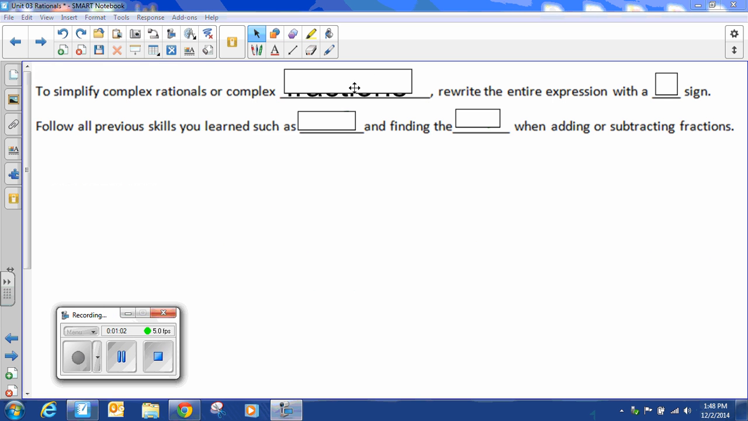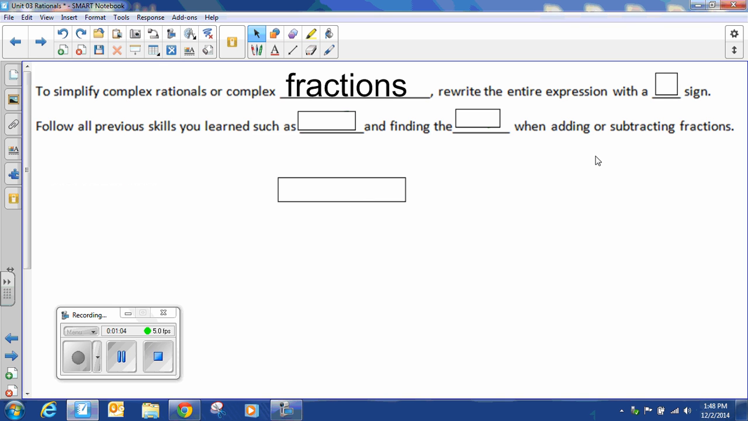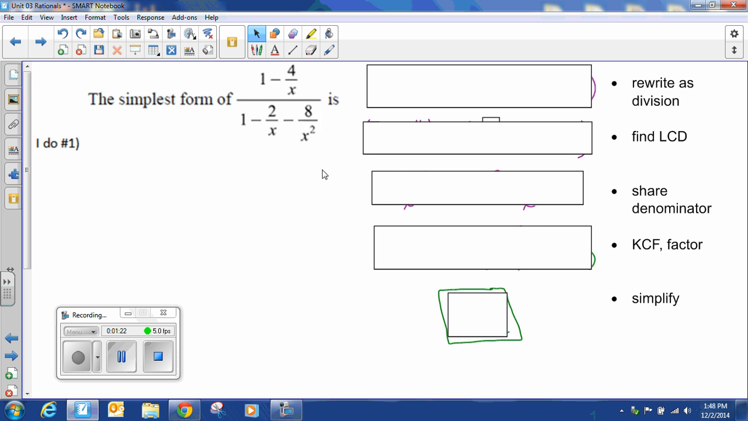To simplify complex rationals or complex fractions, rewrite the entire expression with a division sign. Follow all previous skills you learned, such as KCF, keep, change, flip, and finding the least common denominator when adding or subtracting fractions. Let's take a look at our first example. Here we have this complex fraction.